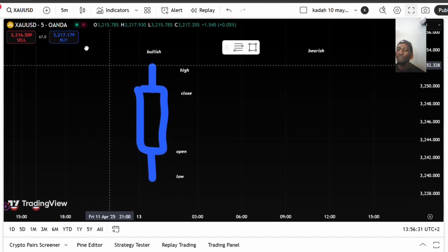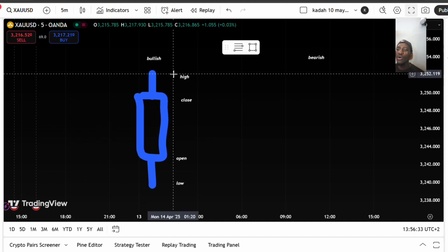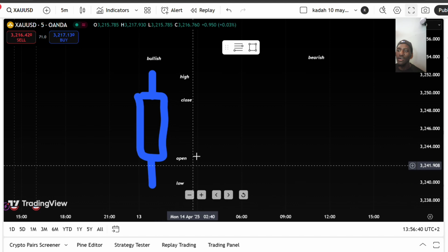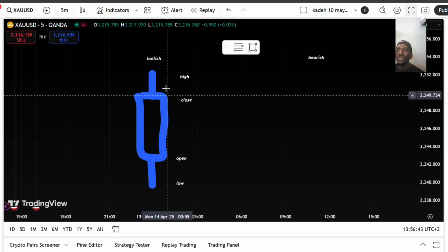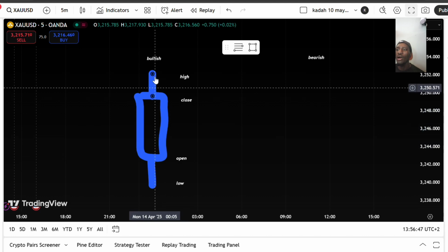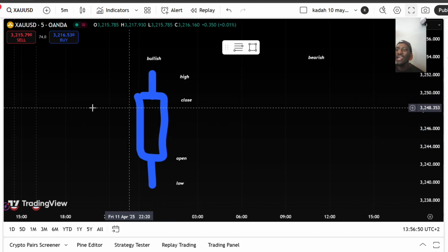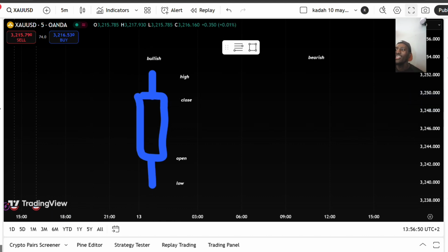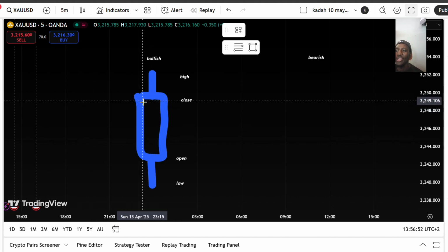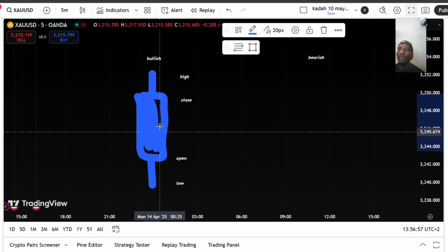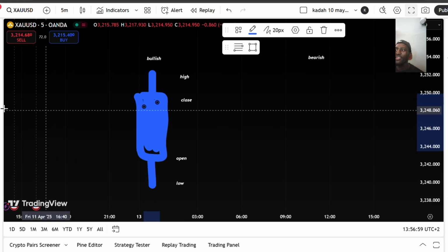A bullish candle opens where it is written open. Then it can come down to the low to create a bottom wick. That is called a wick. Then it will flip, creating a new high. Then it will close where it is written close. Let me just color the whole candle. There is the coloring.